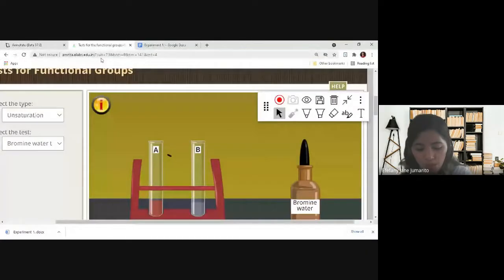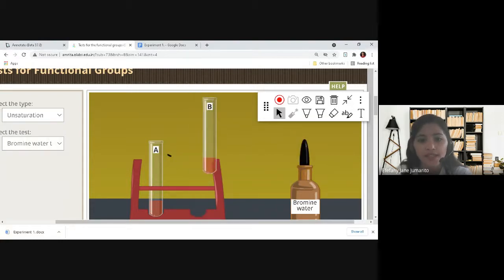Okay, now let's go to letter B. Same thing for letter B. We do the same procedure of taking a small amount of organic compound, then we dissolve it in 2 ml of distilled water in a test tube, and then we add a few drops of bromine. Okay, so let's add bromine water. Let's take a look. All right, then let's shake, shake, shake.